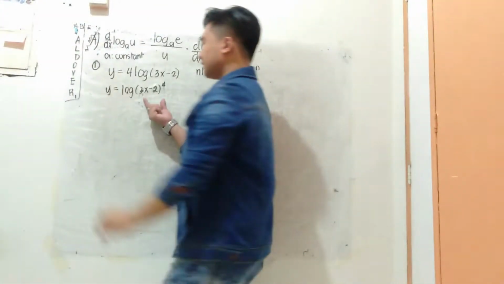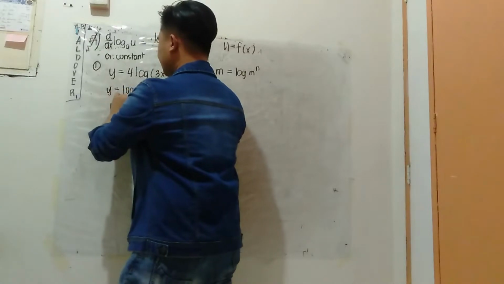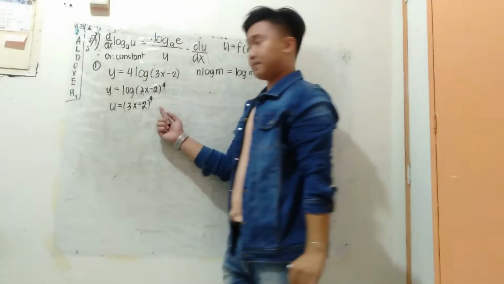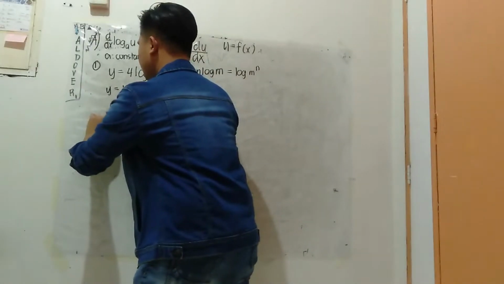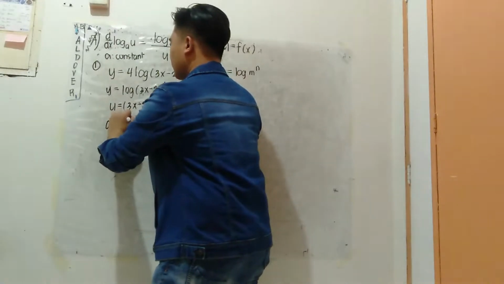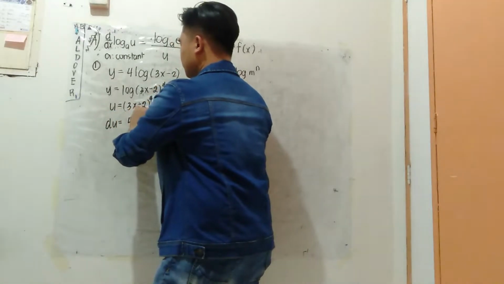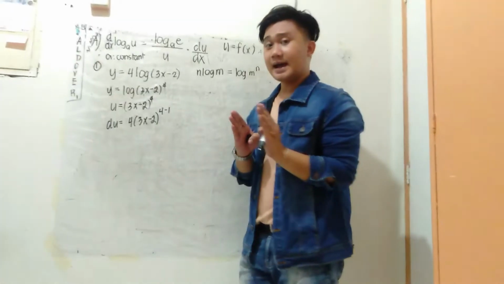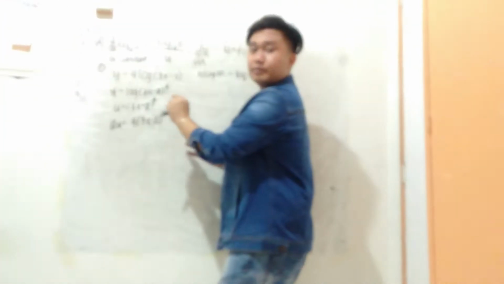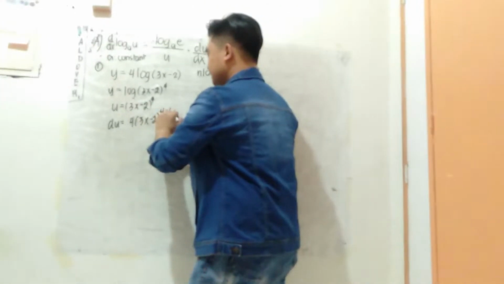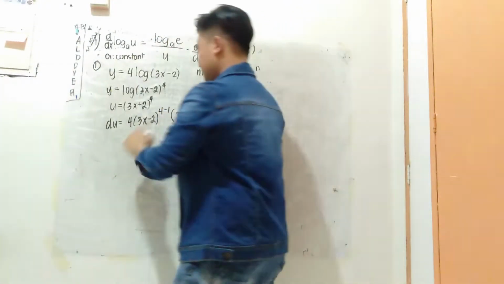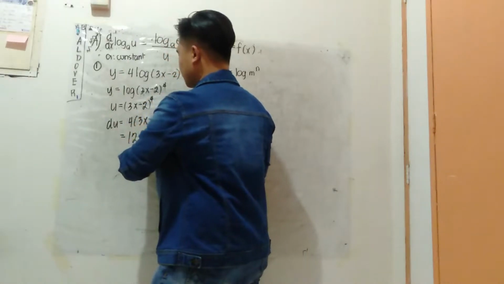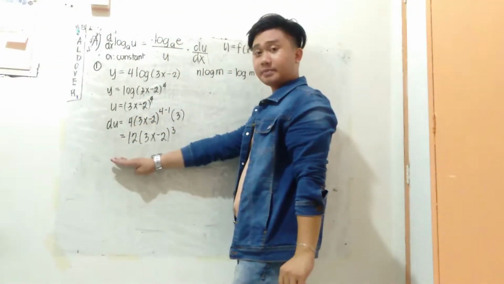So, y is equal to log of 3x minus 2 raised to 4. I can see that u here is 3x minus 2 raised to 4. For du, power rule, pababa yung 4, 3x minus 2. Dahil bumaba yung 4, bawasan mo ng isa. Pero huwag kang titigil dahil hindi mo pa na-differentiate yung loob. Ano bang derivative ng 3x? 3. So, 3 times 4, 12. 3x minus 2 cube. Let it be.